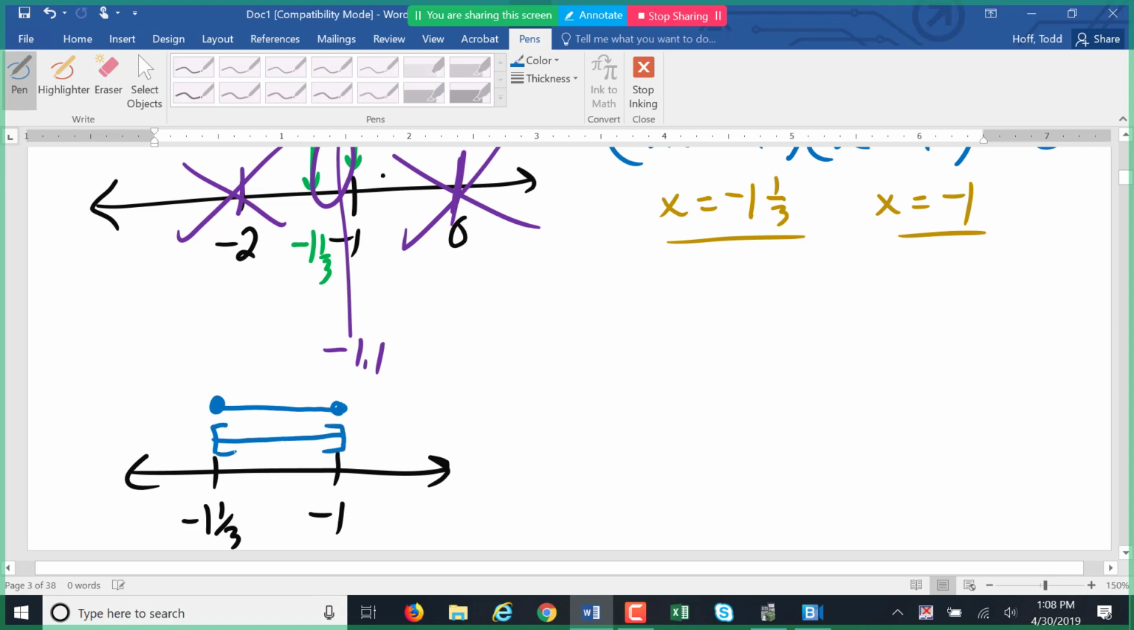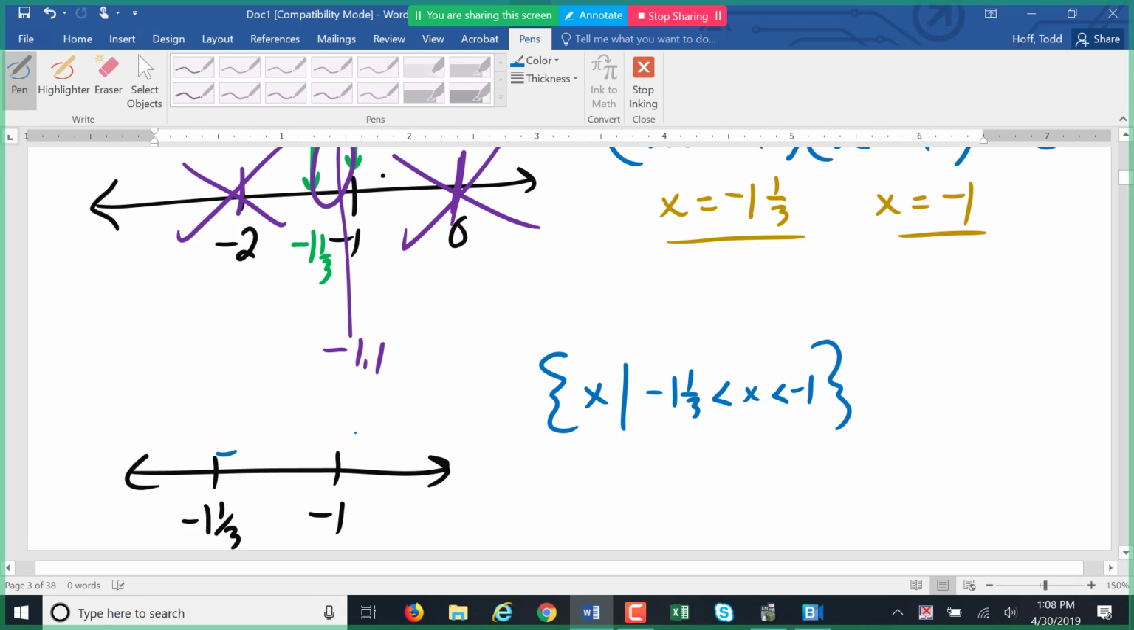So one of those two notations, or all values of x such that negative 1 1/3 is less than x and less than... oops, yes, you caught me there. I did something wrong there. What was it? Open dots, yes. There we go. And it should be the round brackets on the end. And then, of course, interval notation, negative 1 1/3 to negative 1 with the round brackets.